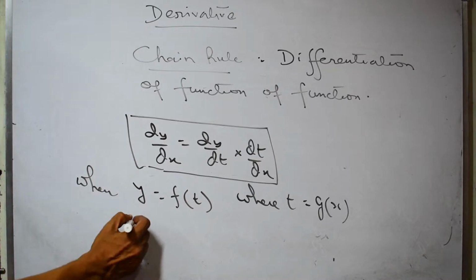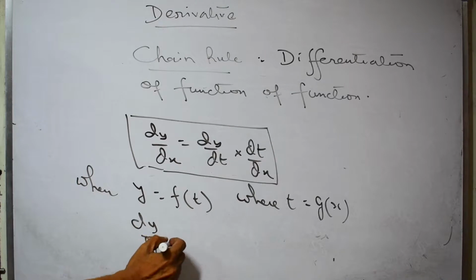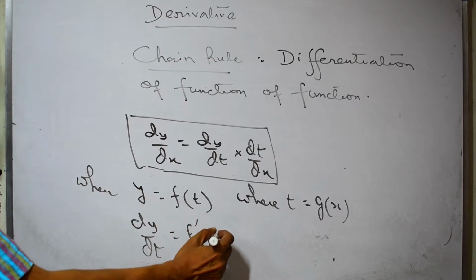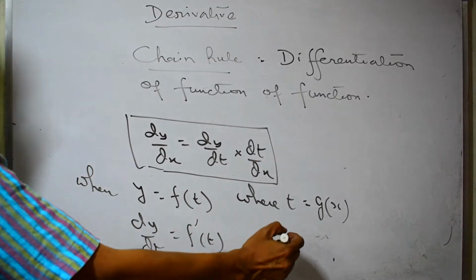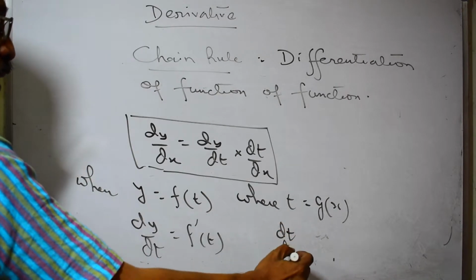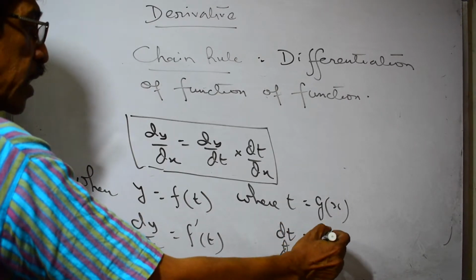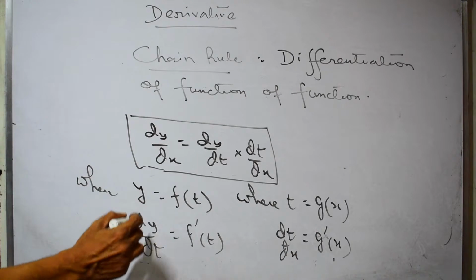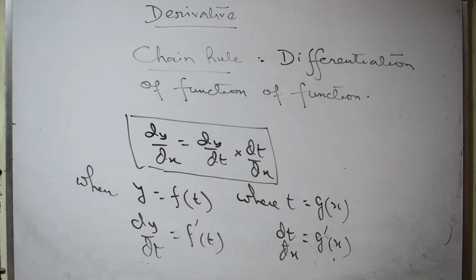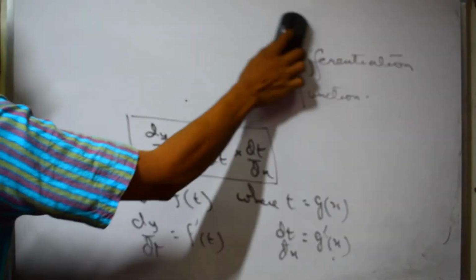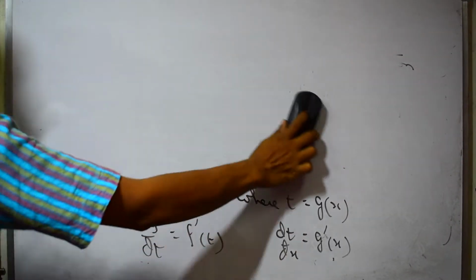That means we will differentiate y with t. This we denote by f dash t, and we will differentiate t in terms of x. We denote it g dash x, and then we will multiply these two to get the required derivative dy/dx. This is the concept. Now let us take an example of how we will apply this chain rule.